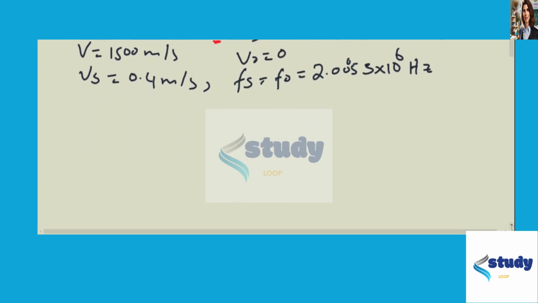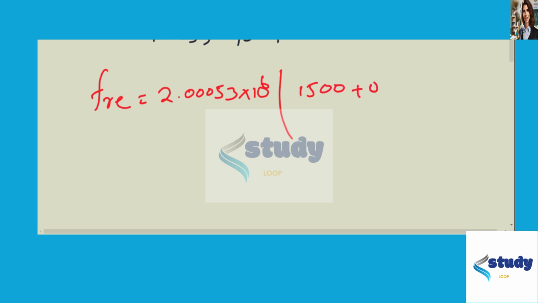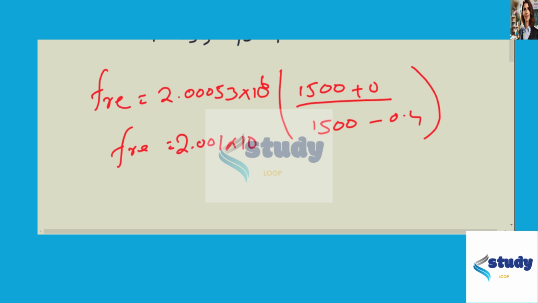By plugging in the values, we can find the frequency of the receiver: 2.00053 times 10 to the power 6 hertz times (1500 meters per second plus 0) divided by (1500 minus 0.4), which gives us F receiver to be 2.001 times 10 to the power 6 hertz. So this was for part A.